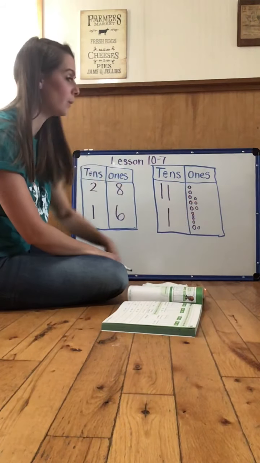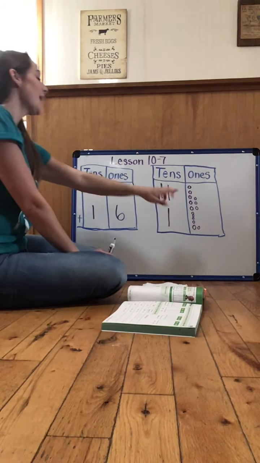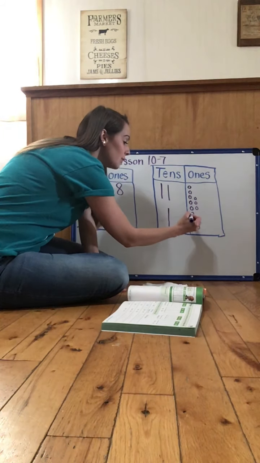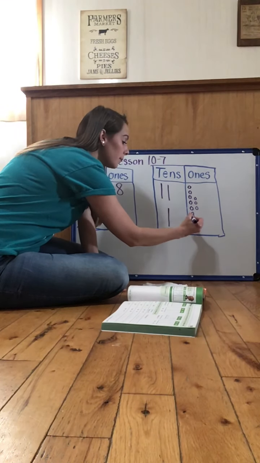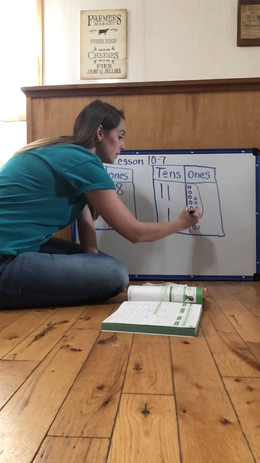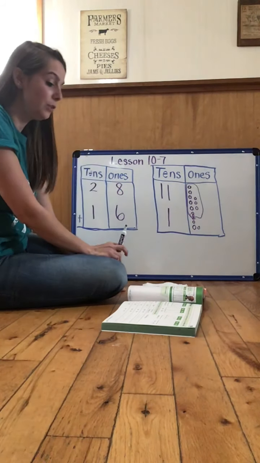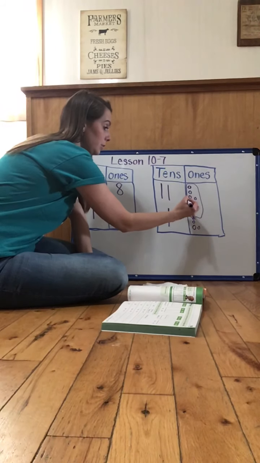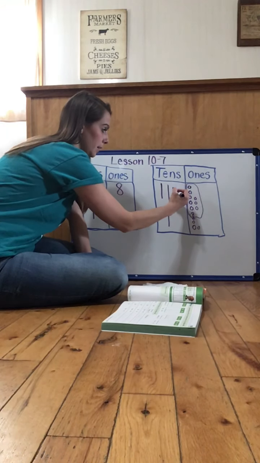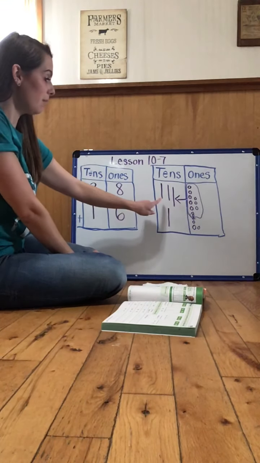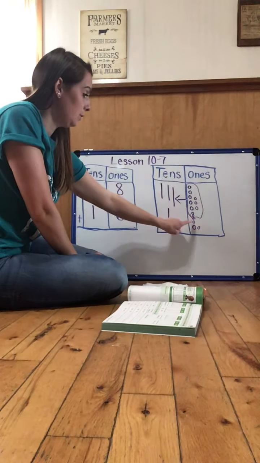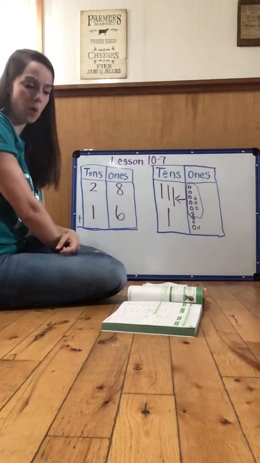Let's work on these ones for a while. I've got my 8 ones up here, and I know if I add 2 more, that makes a brand new 10. Now we're going to scoop this 10 over. We're going to put a brand new 10 right there. So now I've got 1, 2, 3, 4 tens and 1, 2, 3, 4 ones.